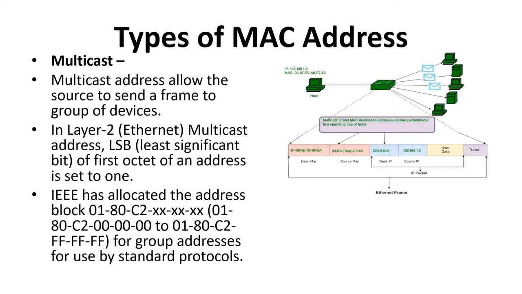Here for the group addresses, the addresses are like 01-80-C2-00-00-02 and 01-80-C2-FF-FF-FF, for group addresses used by standard protocols. That means IEEE allocates a block of addresses in this case. This is multicast addressing.